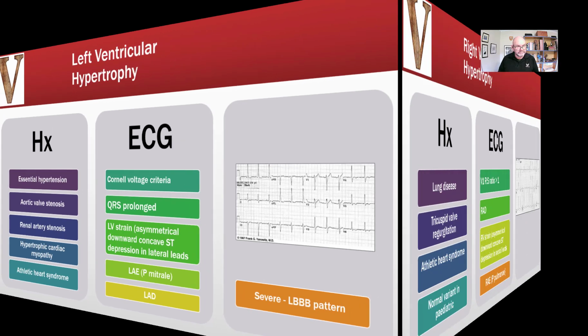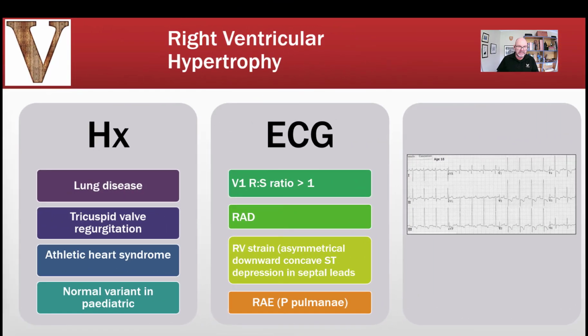Changes might mimic STEMI is right ventricular hypertrophy. The electrophysiological changes are secondary to the increased mass of the right ventricle. And this is going to increase the overall voltage that's measured, and it's going to shift the QRS axis to the right. And it's these things that can produce the mimic.